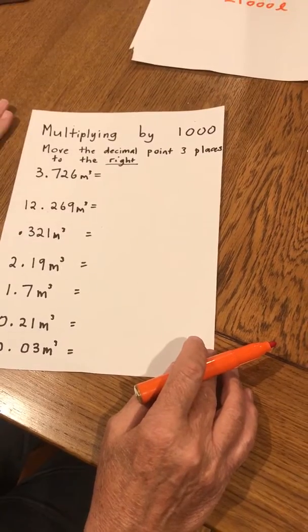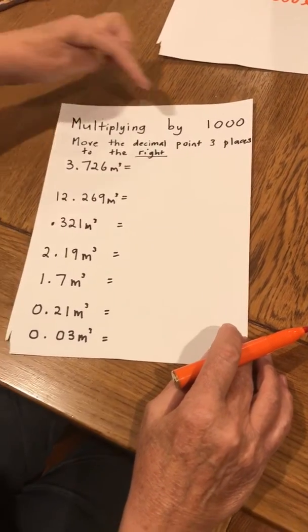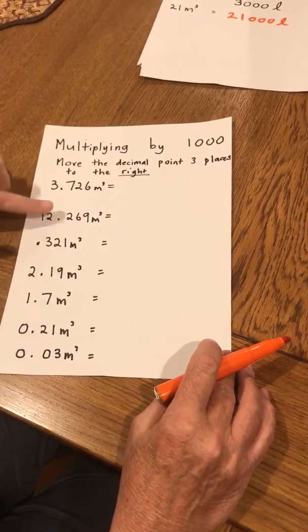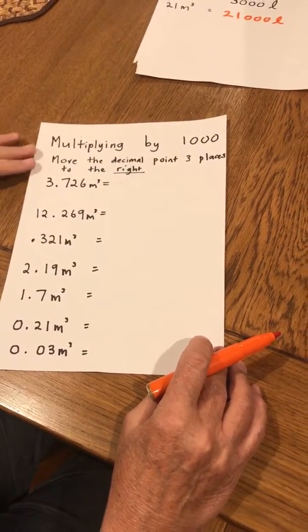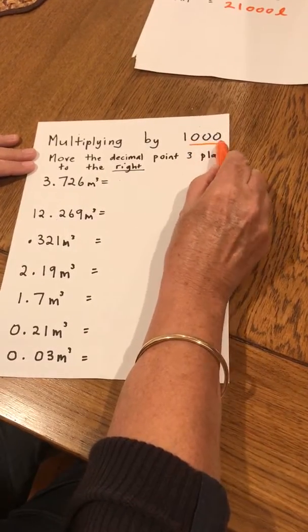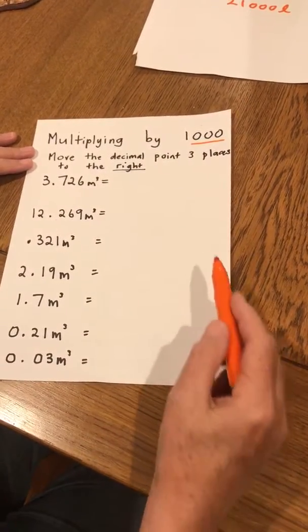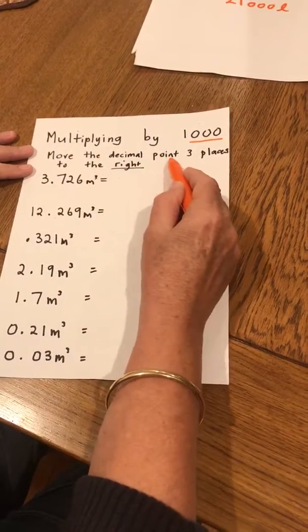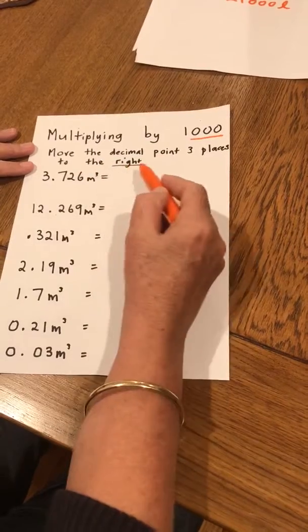To change a cubic metre into litres, you multiply by 1,000. But if you are starting with a decimal, there's an easy way of multiplying by 1,000. And that is, you look here to see that 1,000 has 3 zeros. To multiply by 1,000, you move the decimal point 3 places to the right.